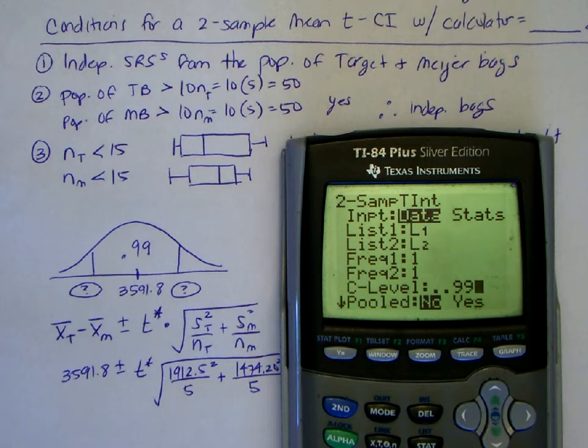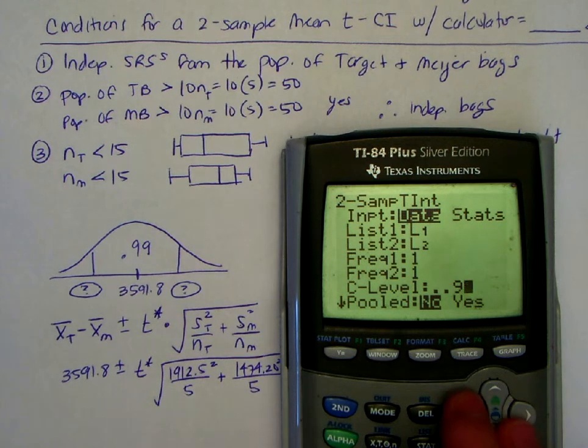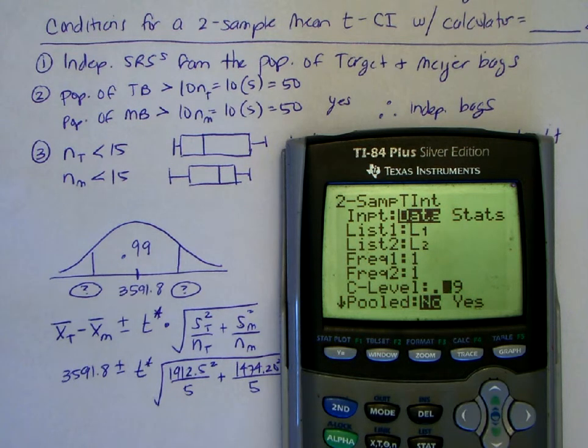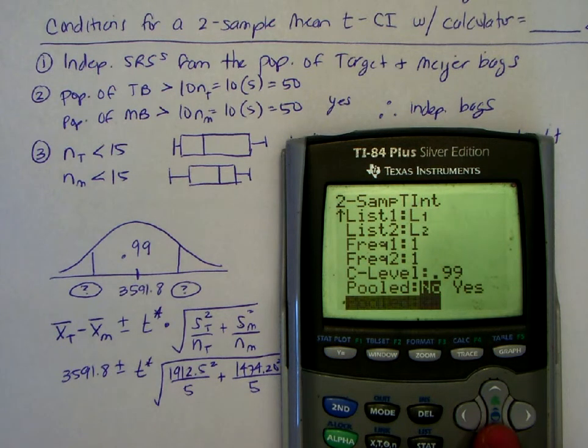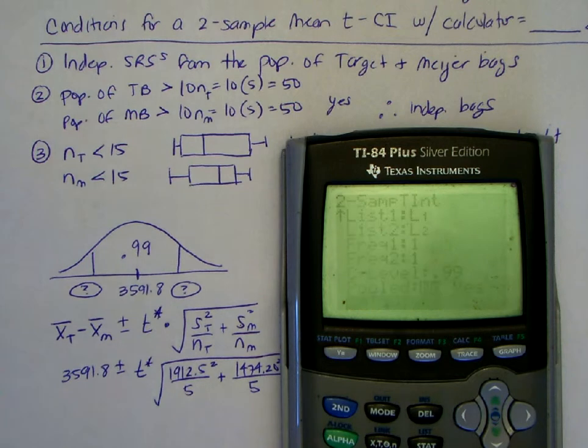Now what's interesting is they ask you about pooling, and the only time you're ever pooling is on a 2 sample proportion significance test. And when you're supposed to pool, they don't ask you about pooling. So if the calculator ever asks you to pool, just say no. You'll never pool. When you're supposed to be pooling, the calculator will do it automatically. So there we are, and hit calculate.